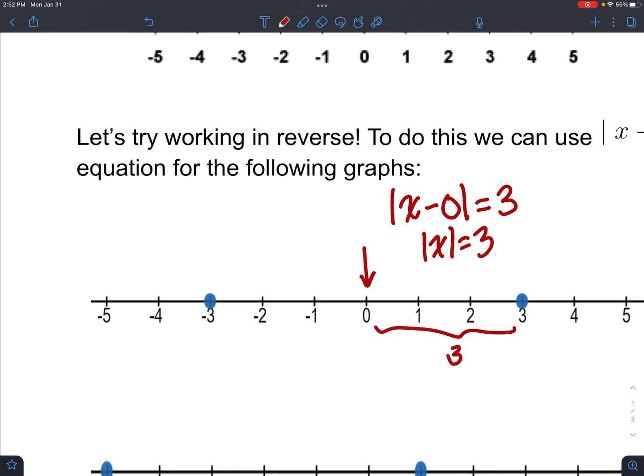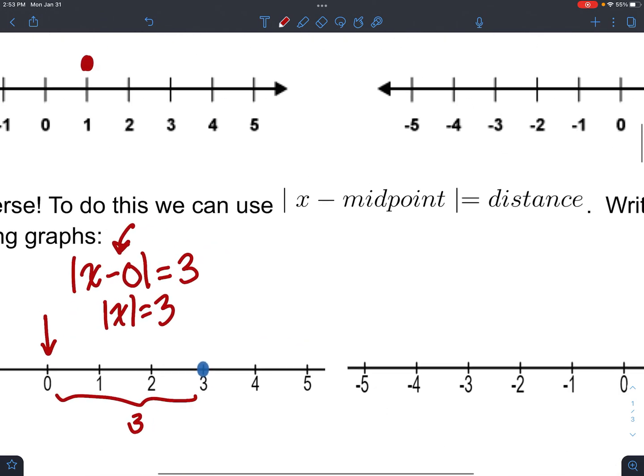The reason why the formula makes sense is because this, read aloud, would be the distance from x to 0. As an equation, it would be a sentence. It would say the distance from x and 0 is 3, which really describes those blue dots, doesn't it? Those are our x values. Those are both a distance of 3 away from 0.